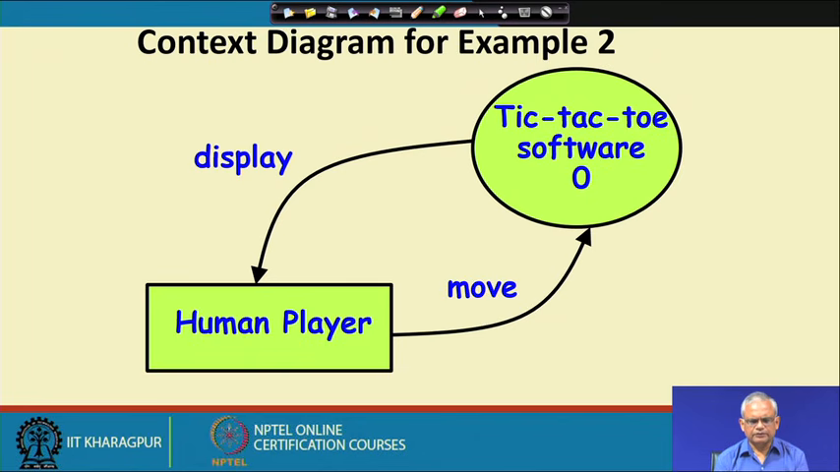At the context level, we had drawn this diagram for the tic-tac-toe software. The human player gives moves to the software and it checks whether the human wins, then it will display a win message congratulating the human player. Otherwise, it makes its own move, checks if its move makes it the winner, then it will display the corresponding message, or it just displays the updated board and prompts the human player to make the move.